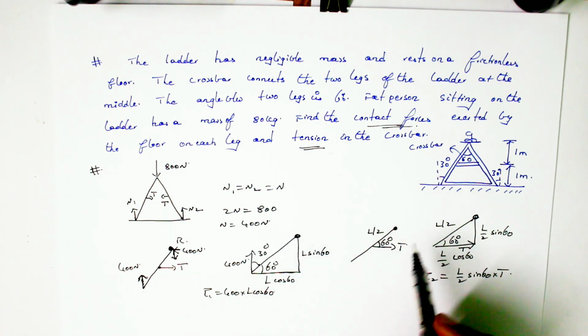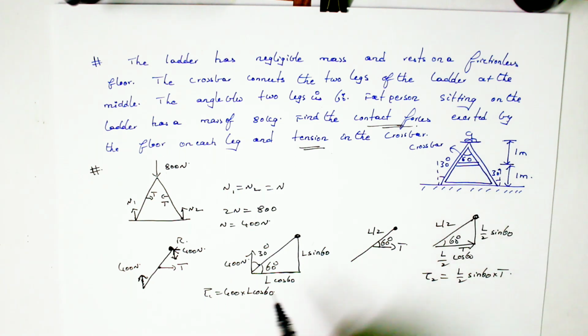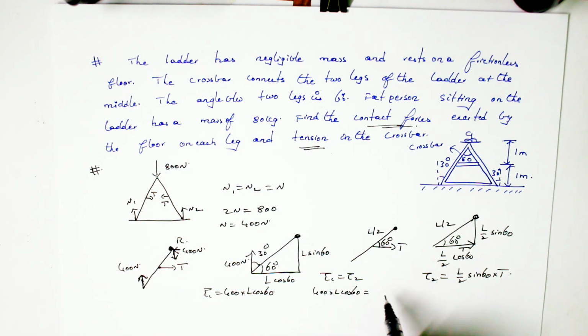As the total ladder is in equilibrium, tau 1 and tau 2 should balance, or I can say that this torque is equal to this torque. So if I equate both of them, tau 1 equals tau 2, then I can write 400 into L cos 60 is equal to L by 2 sin 60 into T.